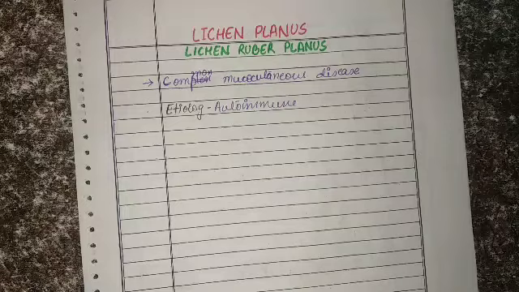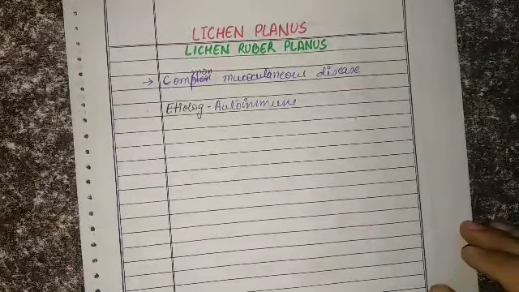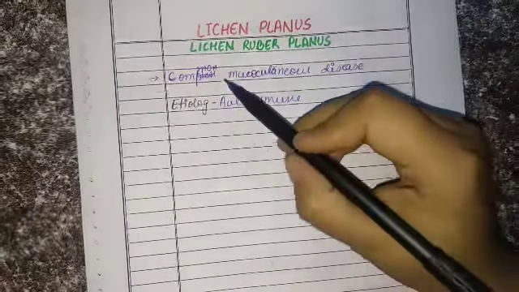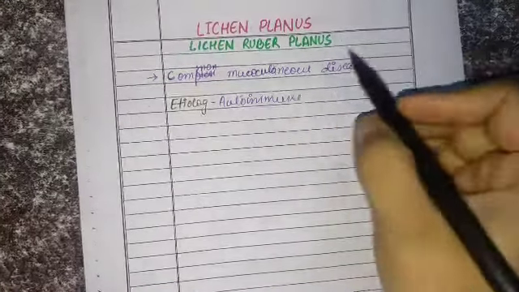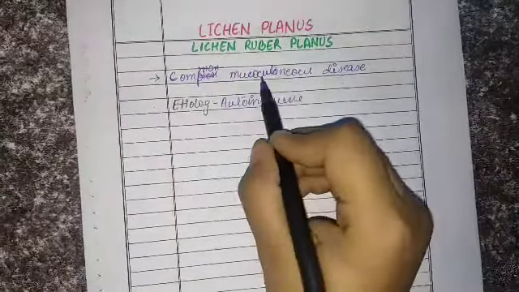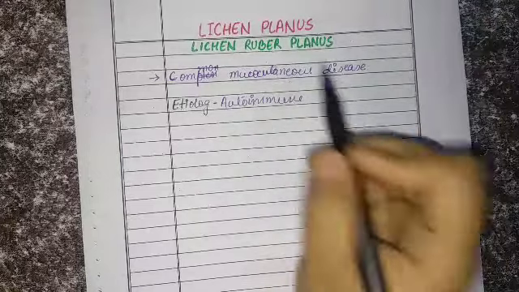So today we will be studying lichen planus. So let's start the video. Lichen planus, it is also known as lichen rubor planus, and it is a common mucocutaneous disease. What do you mean by mucocutaneous disease? It means that it occurs on mucous membrane as well as on the skin surface.